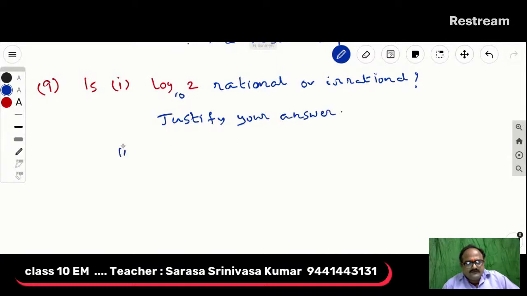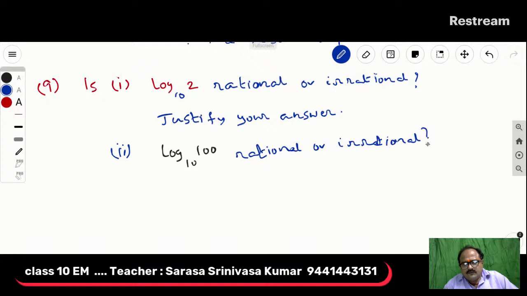The second question: log 100 to the base 10, rational or irrational? Justify your answer.